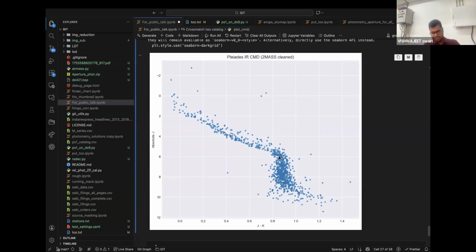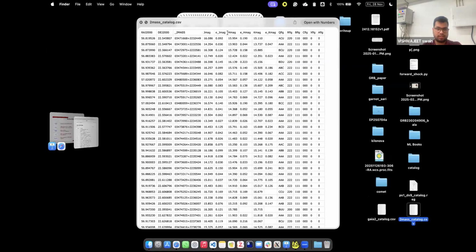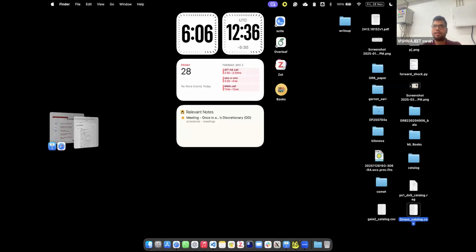Okay, so mainly this is an example to show how to make the HR diagram from the Python code. Let me quickly show you a similar kind of thing from TOPCAT.